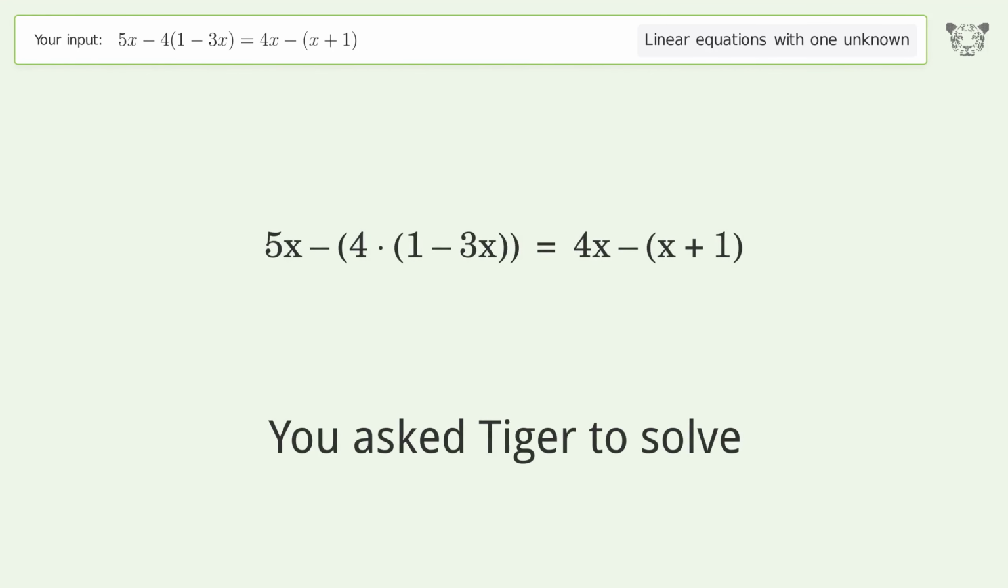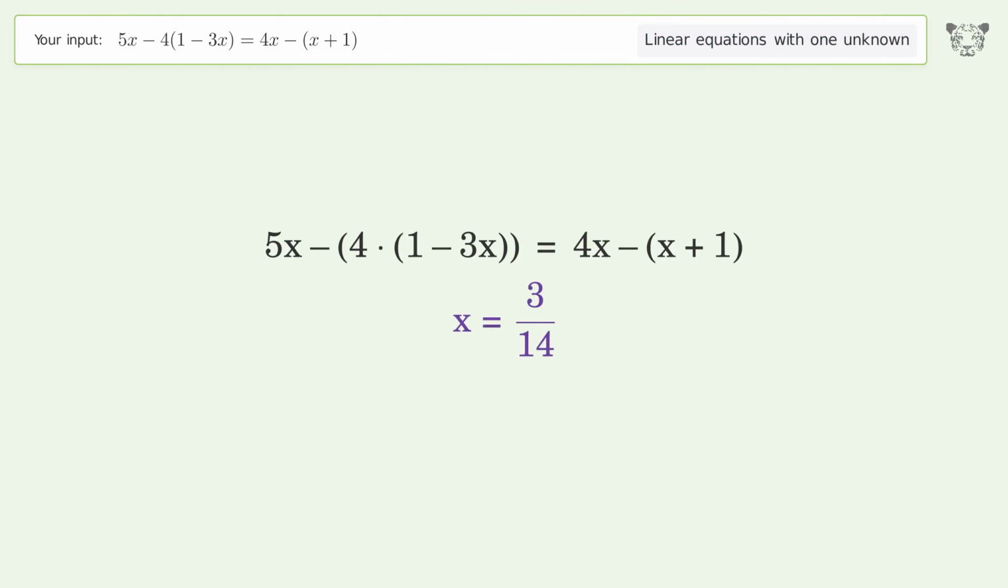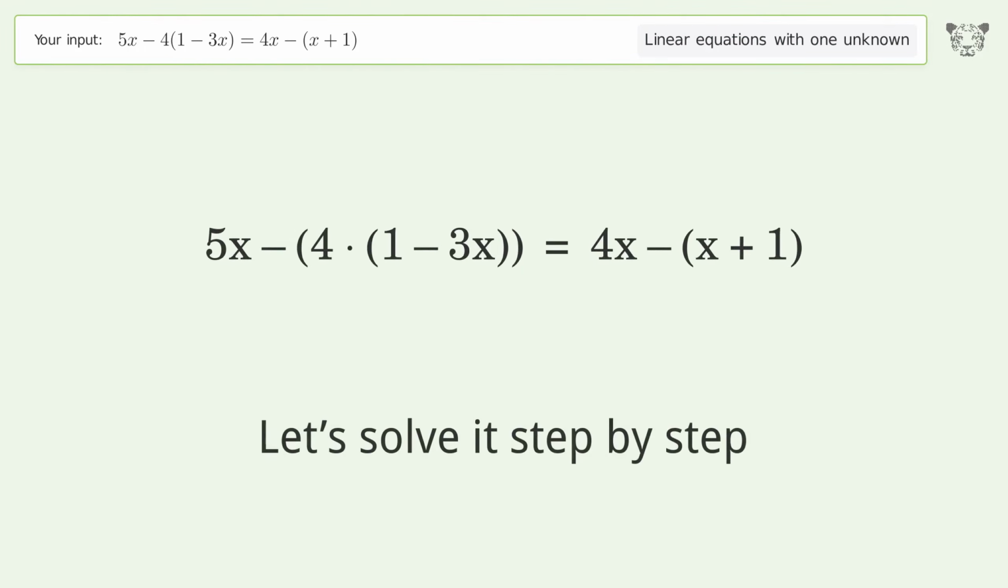You ask Tiger to solve. This deals with linear equations with one unknown. The final result is x equals 3/14. Let's solve it step by step.